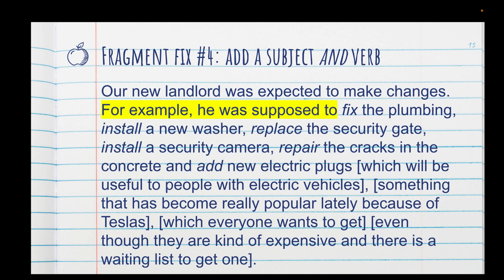Another idea, because the second part is kind of long, it might be a good idea to start a new sentence. Which was kind of the natural instinct there. Our new landlord was expected to make changes, period, done. For example, he was supposed to fix the plumbing, install the dishwasher, install a new washer, replace the security guard, blah, blah, blah. Okay. For example, he was supposed to. So you need to start a new sentence and you need to repeat that subject and verb in order to make it a complete sentence.